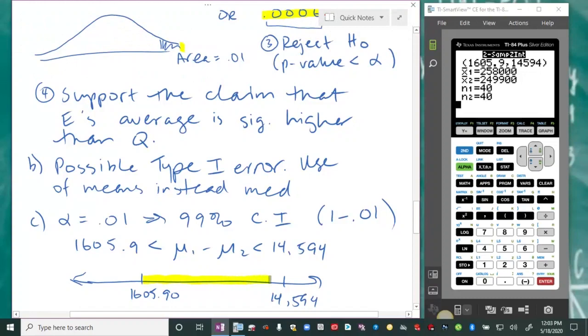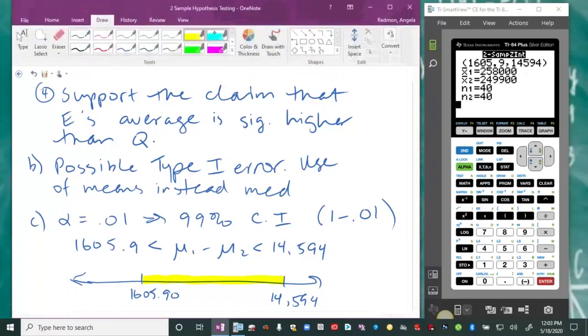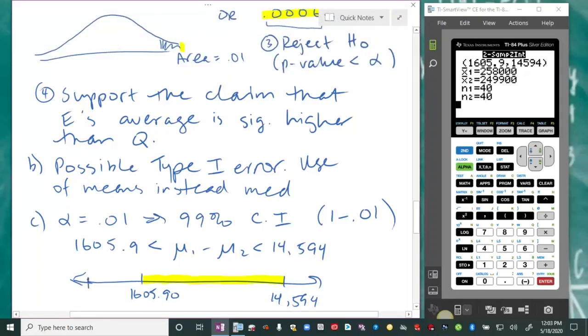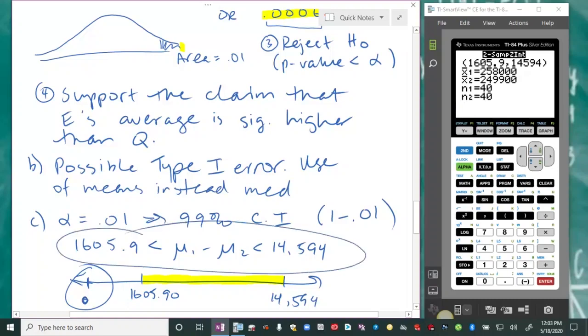So with a 99% chance, the home difference is going to be between these two numbers. 0 does not live between these two numbers. 0 is over here somewhere. So we're not expecting a difference of 0. We are expecting a significant difference. So based on our confidence interval, we are expecting a significant difference. So it does support my conclusion.